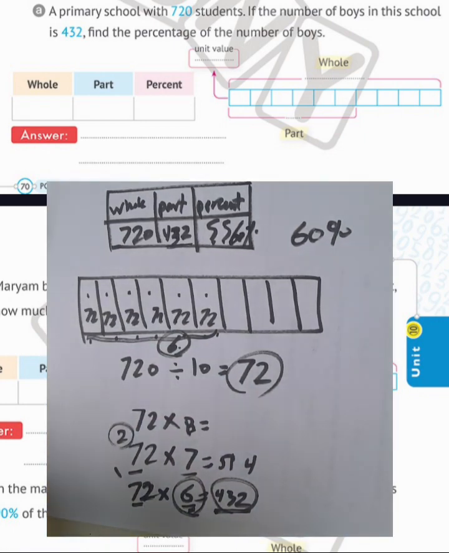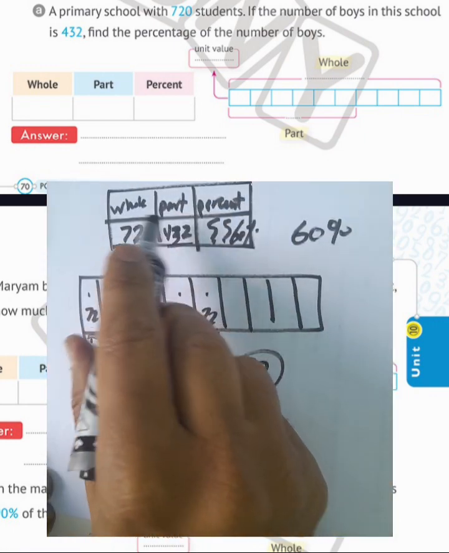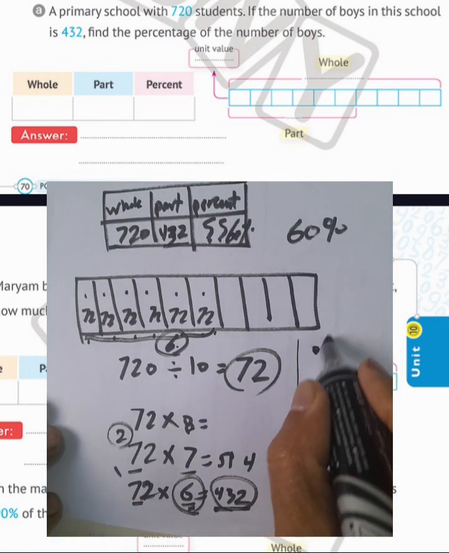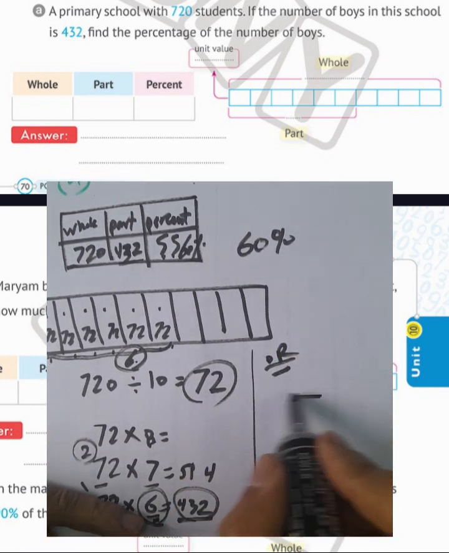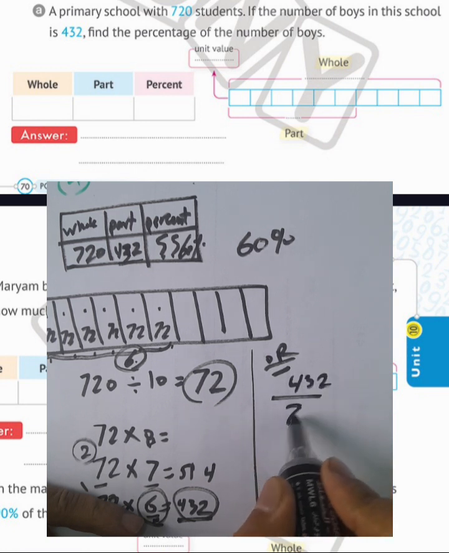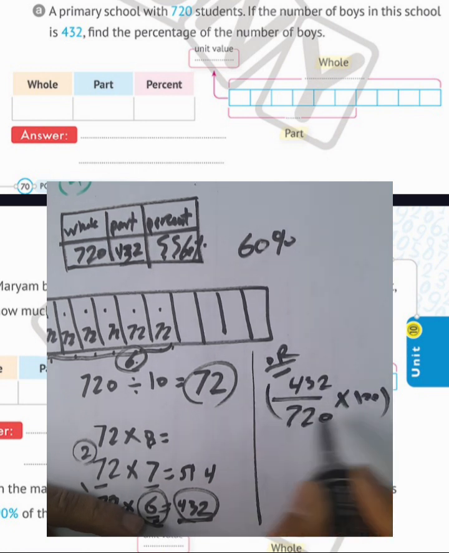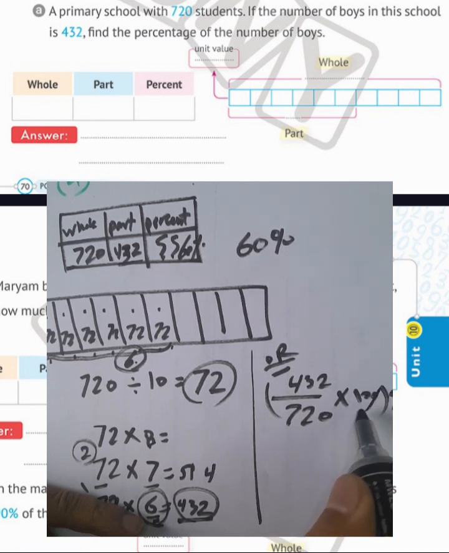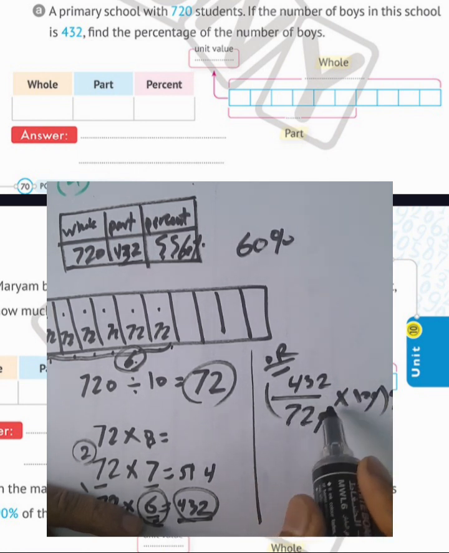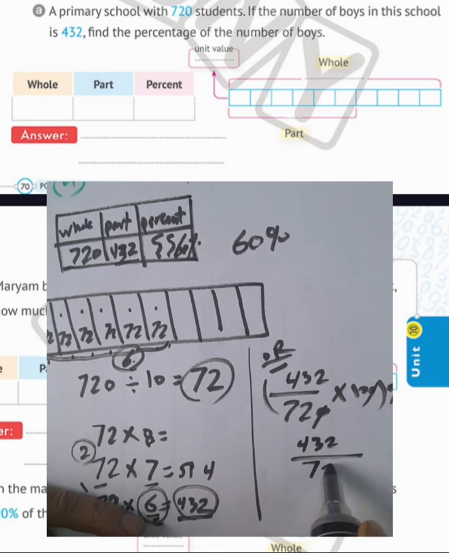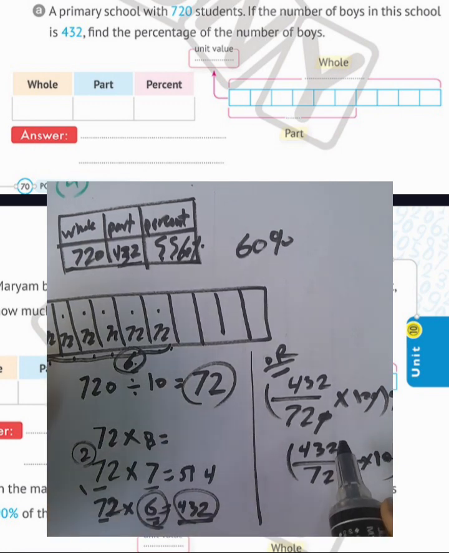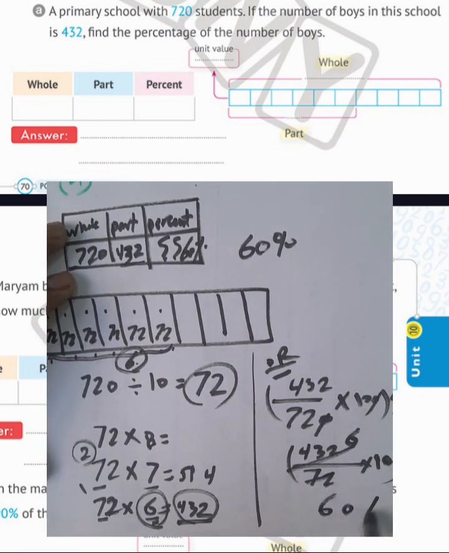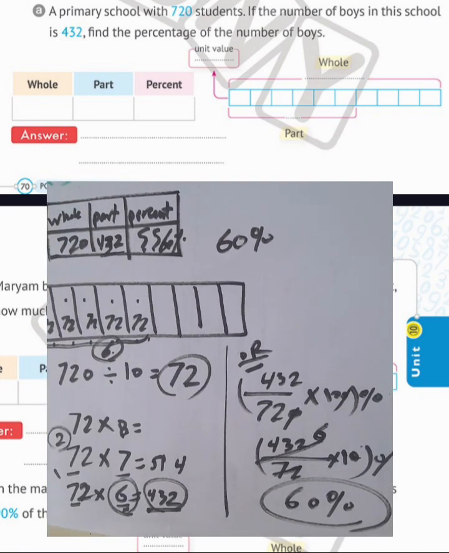Okay, and what about another method? Another method from the table, if you want to find the percentage, you must divide the part by the whole number. Or, to be sure of the result, you must write the part 432 over 720 product by 100 percent. We can cancel 0 and 0, and 432 over 72 times 10%. Divide the two numbers, it will be 6 times 10, it will be 60%. The result here. It's another method, okay?